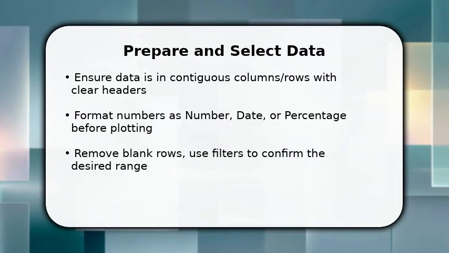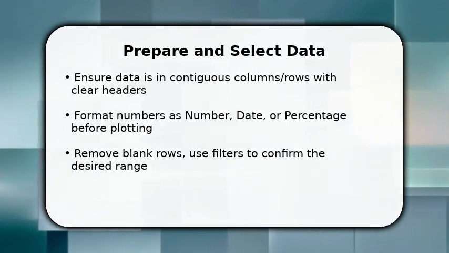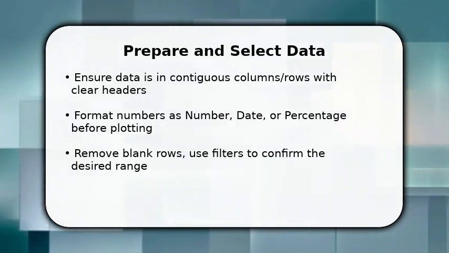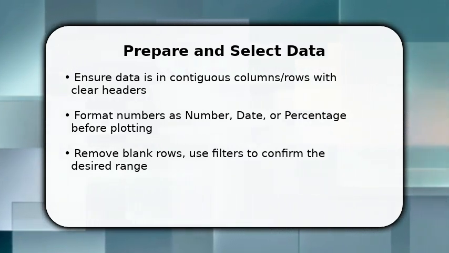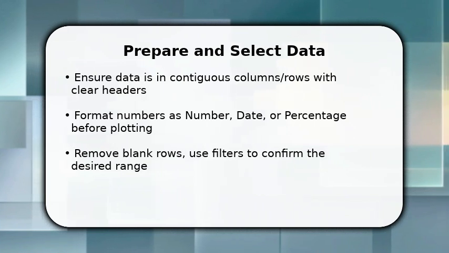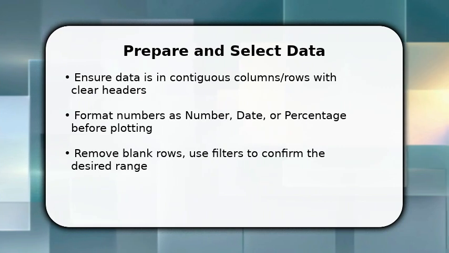You start by selecting clean, well-structured data, headers in the top row and contiguous columns. Click any cell in the range, then press Ctrl+A to confirm selection. Once done, convert to a table with Ctrl+T so Excel tracks dynamic ranges. This makes future updates automatic.